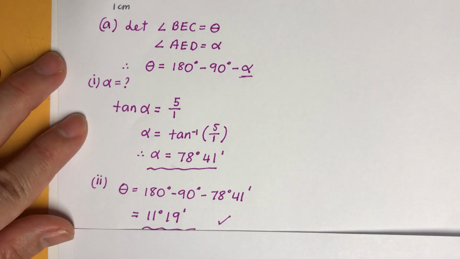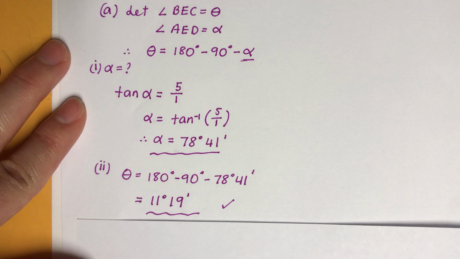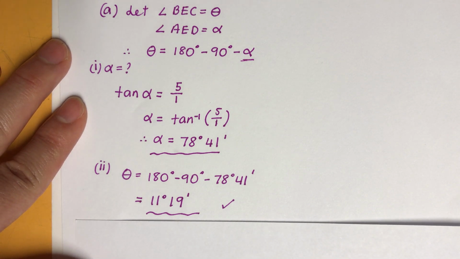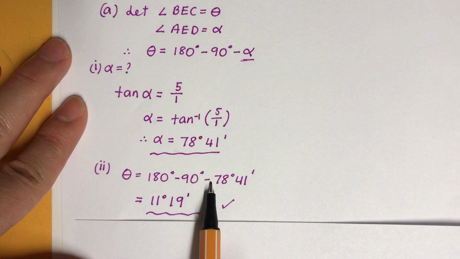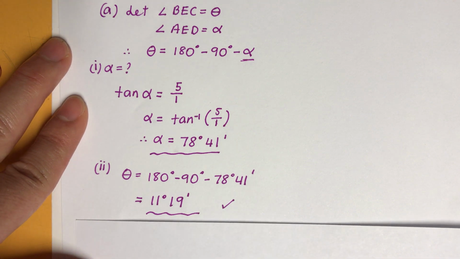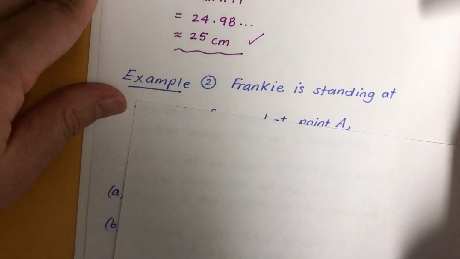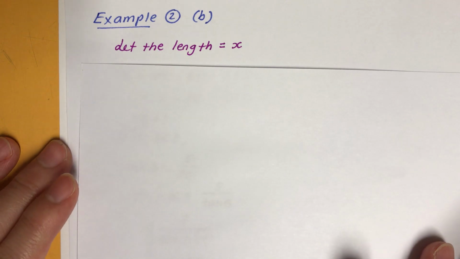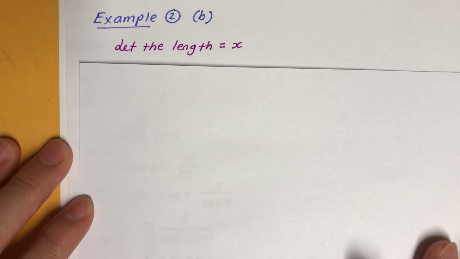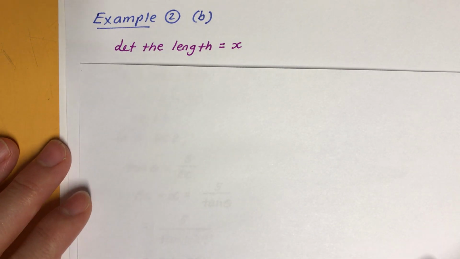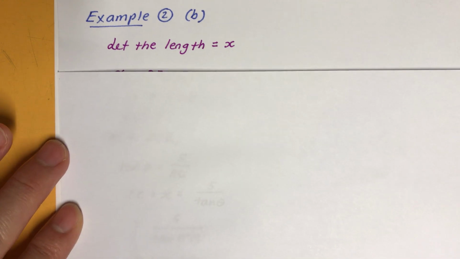Okay, and therefore theta, which is angle BEC, will be 180 take away 90 take away alpha, and it'll be 11 degrees and 19 minutes. Okay, next one, part B. We haven't quite finished the question yet. So part B of question 2, we are going to look at. We need to find the length of the rectangle, which I called X.